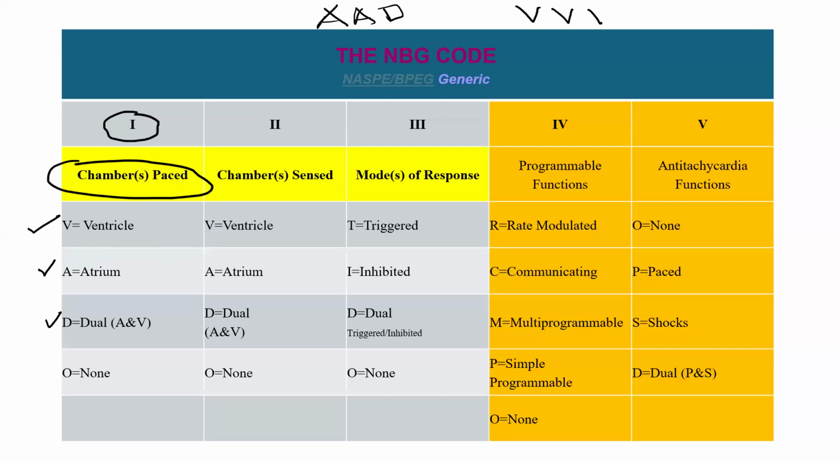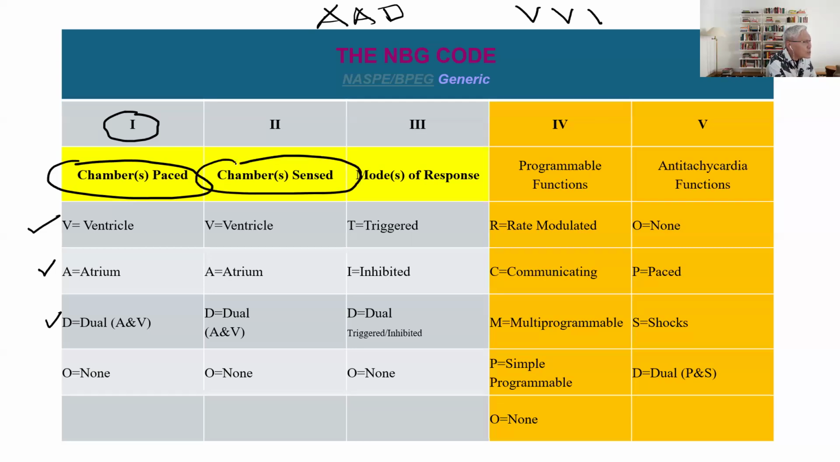So I have a pacemaker, which is an AAI pacemaker. What is being paced? The first letter is A, so the atrium. I have a DDI pacemaker. What is being paced? Dual, both atria and the ventricle. Understand? The second letter is going to be the chamber that senses.